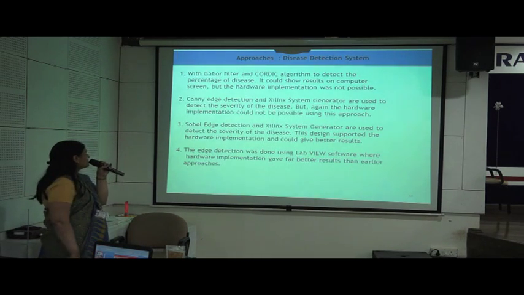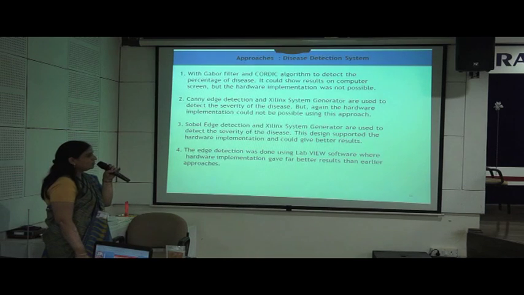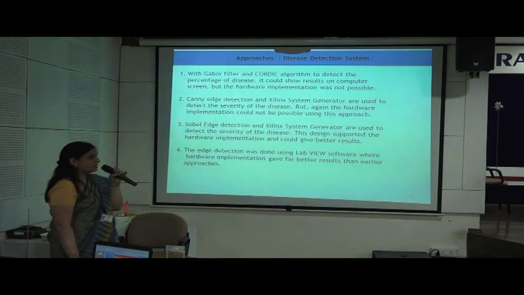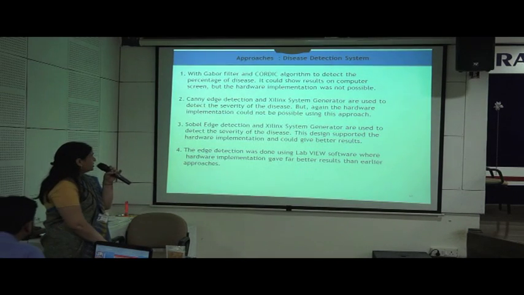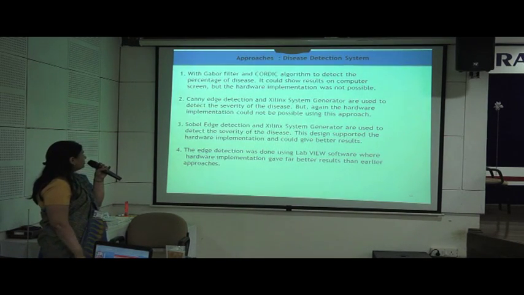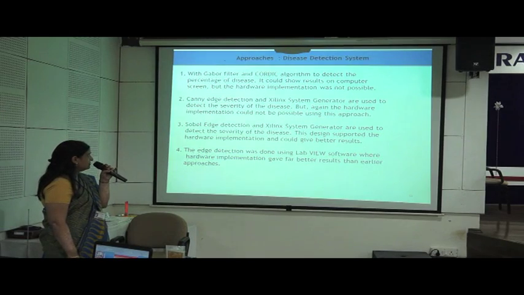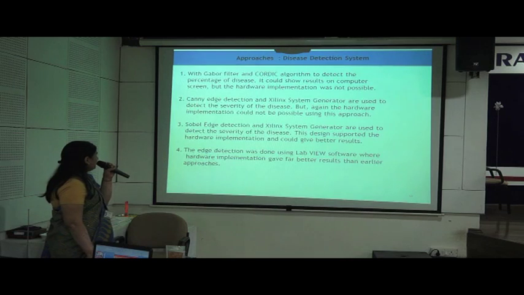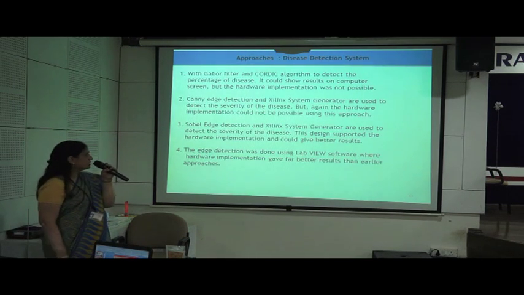These are the approaches which are used for the disease detection system. The first approach was with Gabor filter and quadratic algorithm to detect the percentage of disease. It could show results on the computer screen, but the hardware implementation was not possible. The second approach was Canny edge detection and Xilinx System Generator, which are used to detect the severity of the disease, but again the hardware implementation could not be possible using this approach.